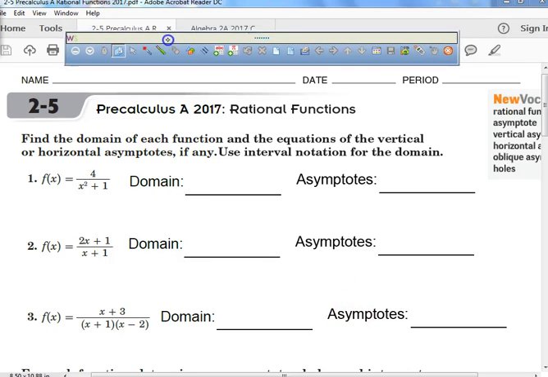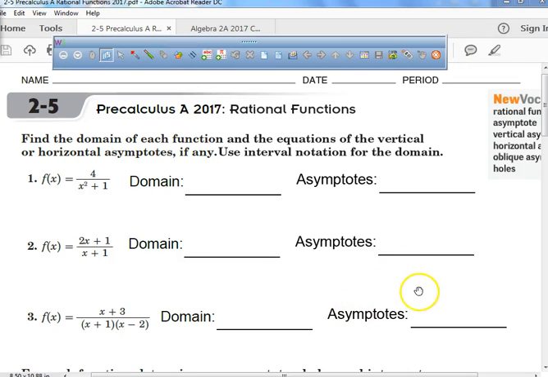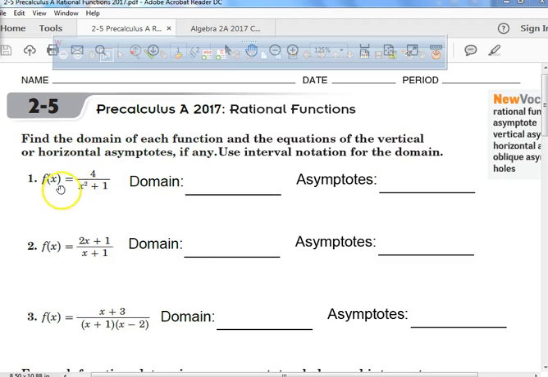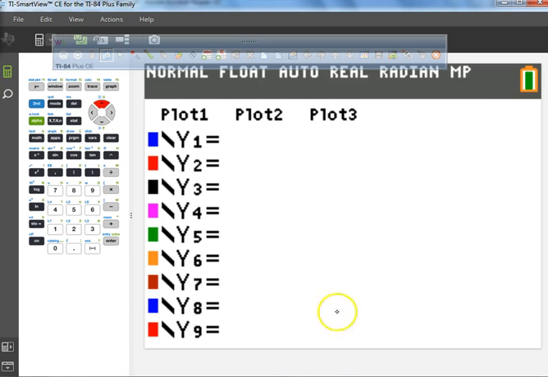Today we are working with rational functions. Okay? What I'd like you to do is type in number 1 into your graphing calculator. What we're going to take a look at is any vertical or horizontal asymptotes this one might have. And we're going to talk about the rules for horizontal asymptotes.